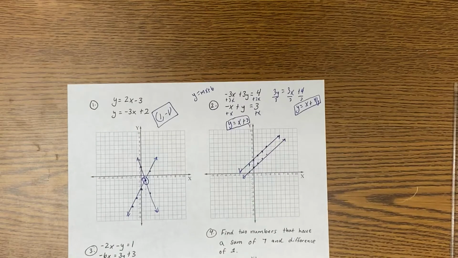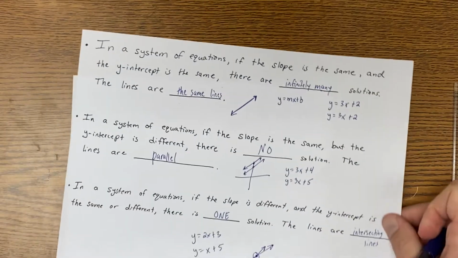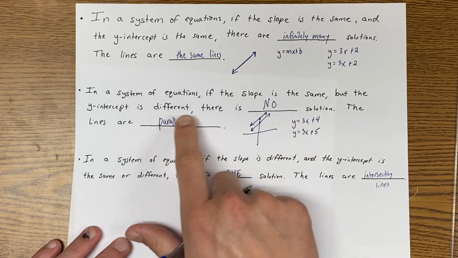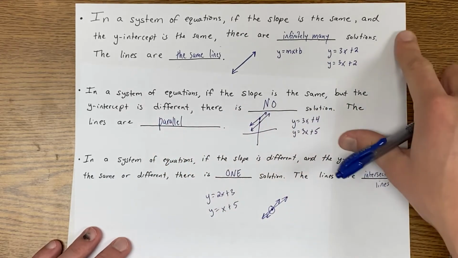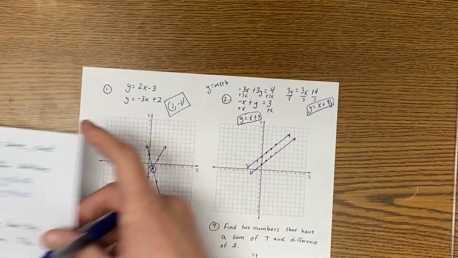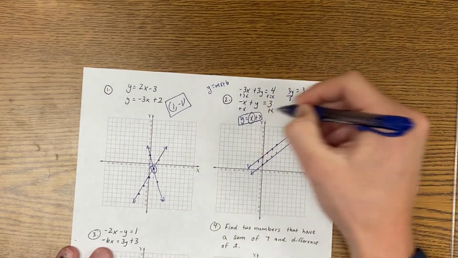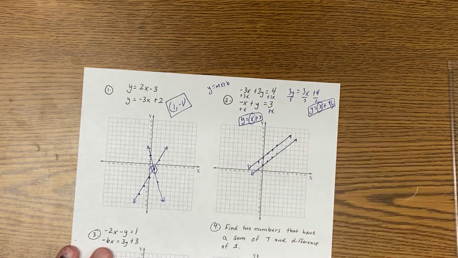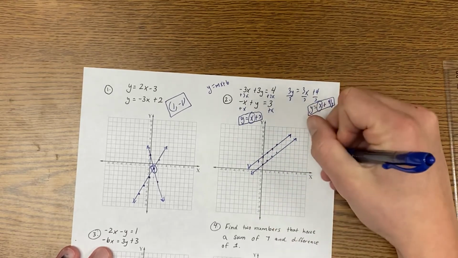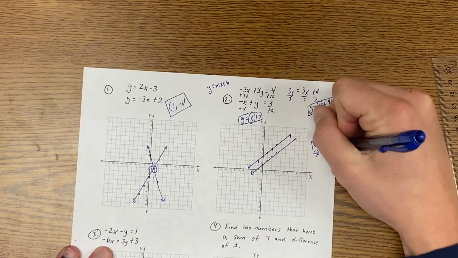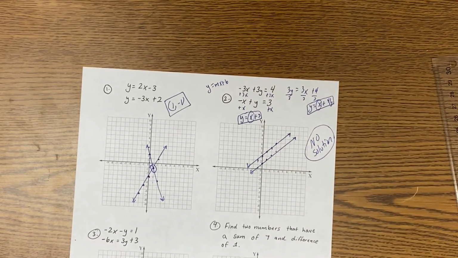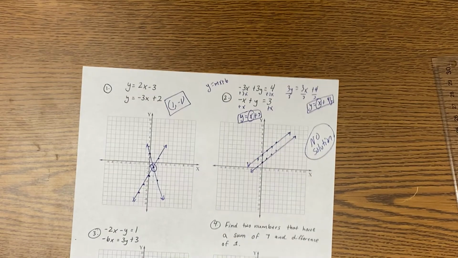The reason we know that is because of what we did back here. We said that if the slope is the same but the y-intercept is different, there is no solution. The lines are parallel. We had the same slope, our slope was 1, because a 1 is in front of the x. So we would say that the answer is no solution. That's all we have to write, no solution, because the lines do not cross.